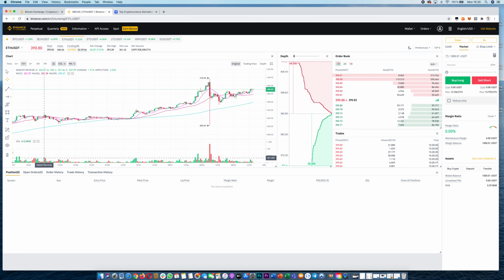And that's basically it. That's how you trade Ethereum on Binance Futures with leverage. As I said, don't use leverage that is too high.